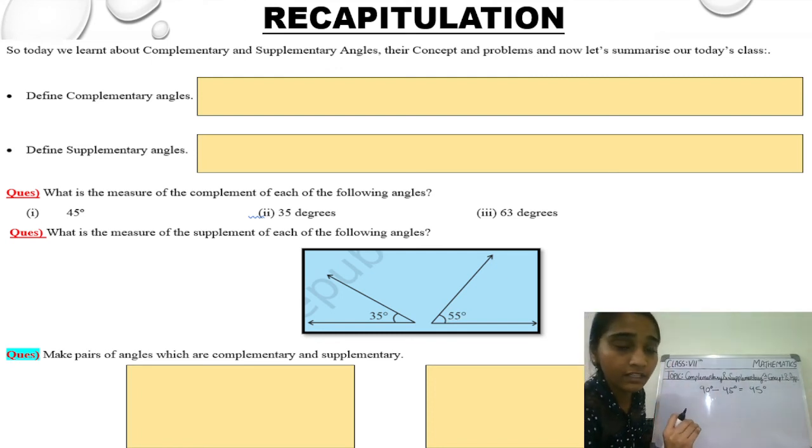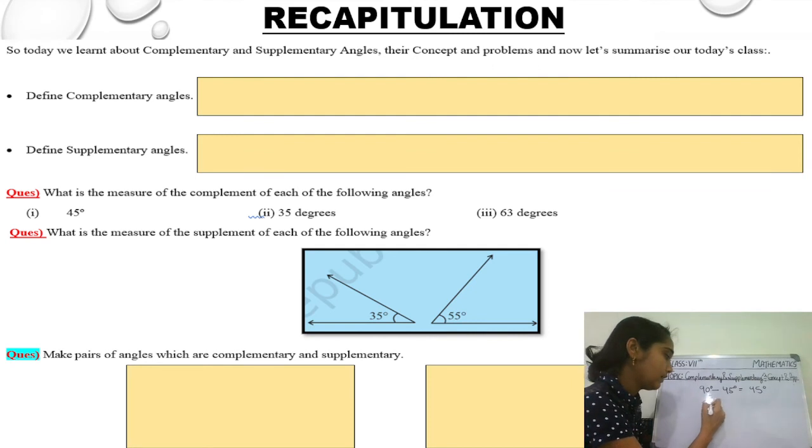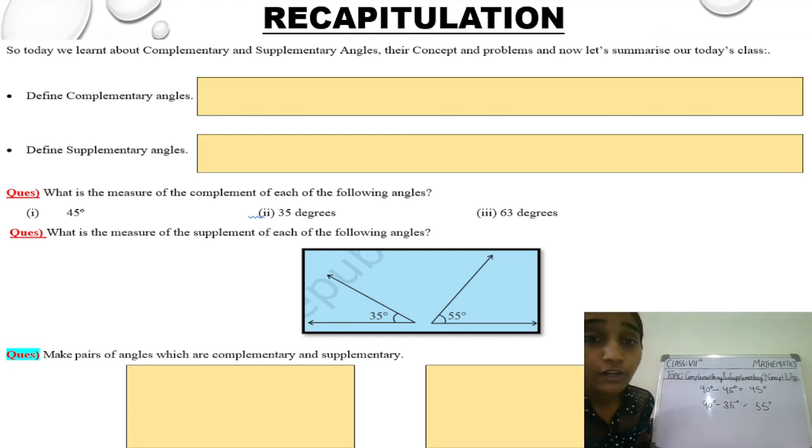Similarly with 35 degrees, we can subtract, or you can directly say that after subtracting you will get 55 degrees, and you will add to 35 so that it becomes 90. Yes, 55. And similarly you can do it for 63 degrees also.